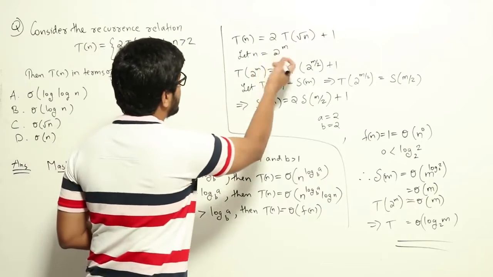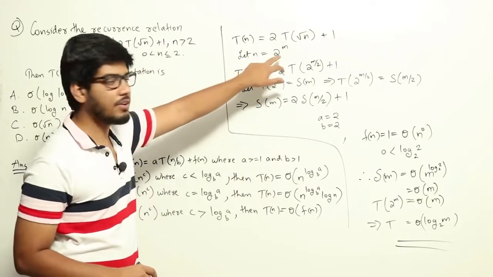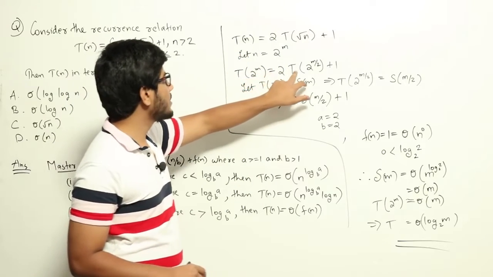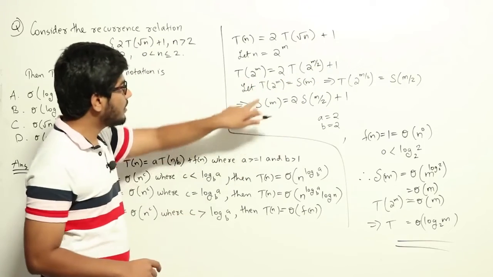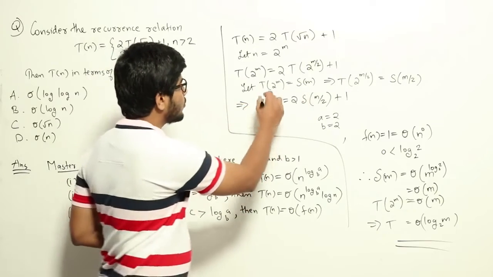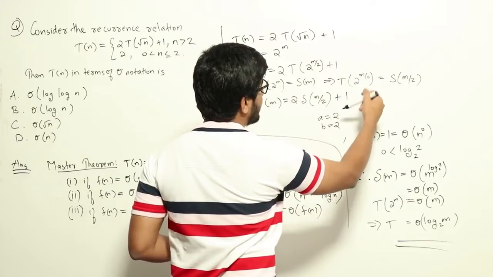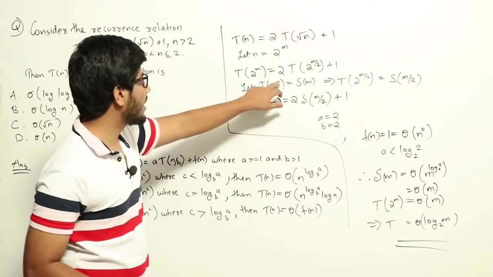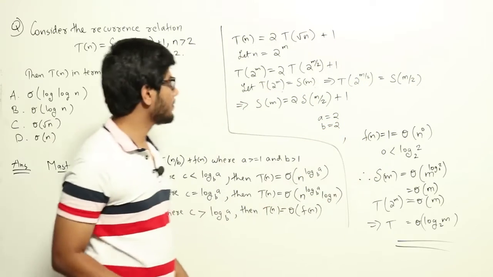So let us try putting n = 2^m. When n = 2^m, we can rewrite it as T(2^m) = 2T(2^(m/2)) + 1. Now let us suppose T(2^m) = S(m). If T(2^m) = S(m), then T(2^(m/2)) will be equal to S(m/2). Okay.